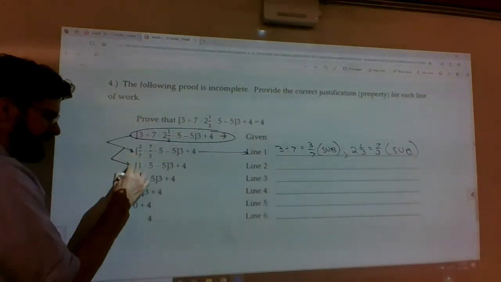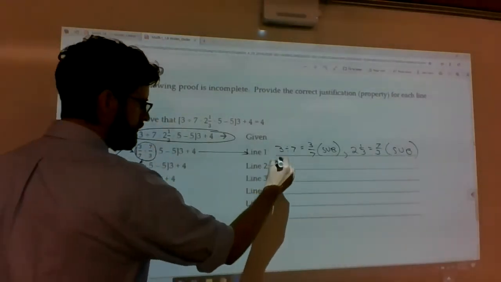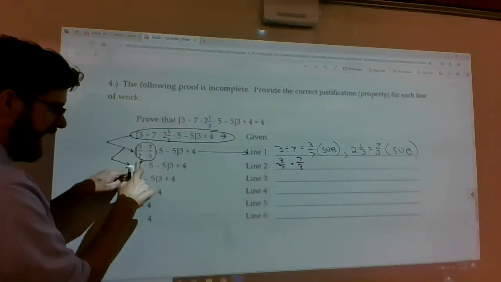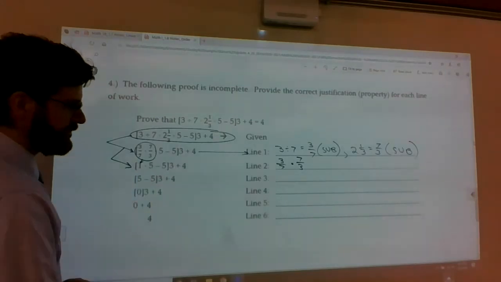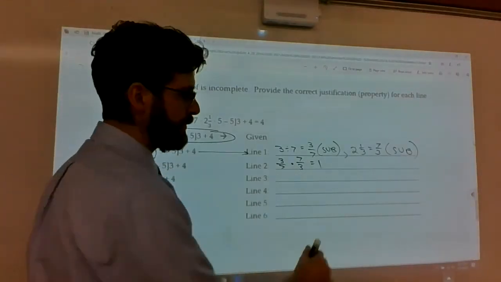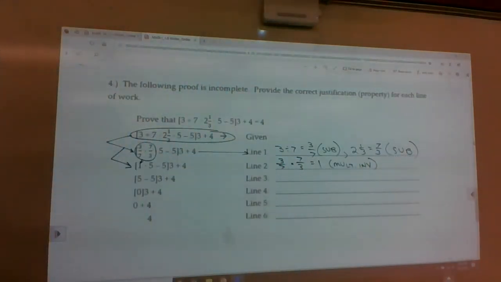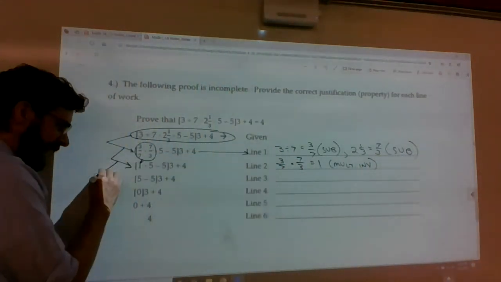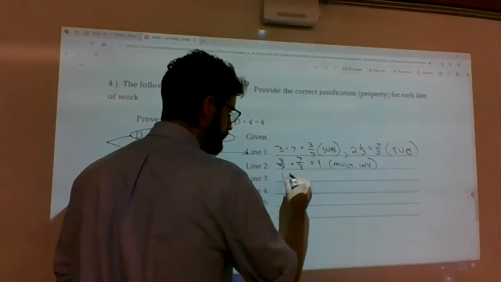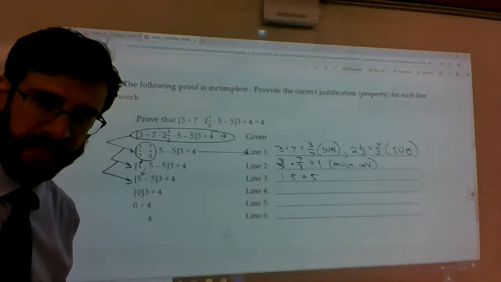If you check the next step, it seemed like 7/3 times 3/7 became 1. So 3/7 times 7/3 converted into 1. Nothing else changed. Reciprocals were multiplied together, you got 1. That's multiplicative inverse. All right, next line, we went from 1 times 5 to just 5. Yeah, you multiplied by 1, that's the multiplicative identity.